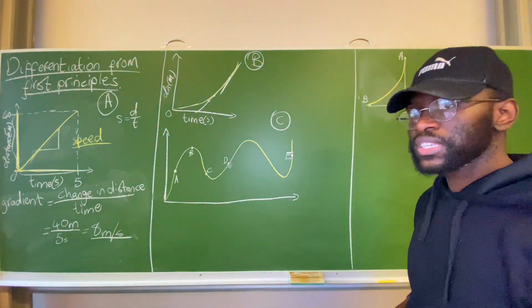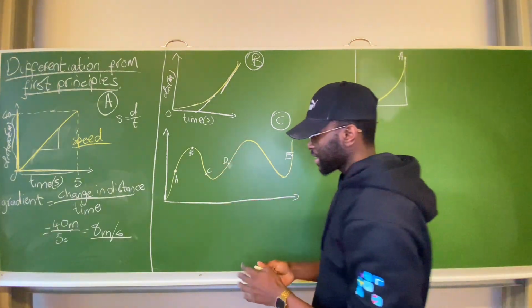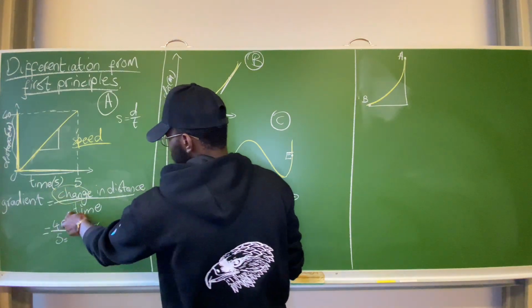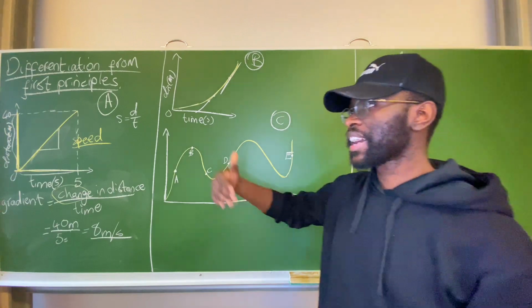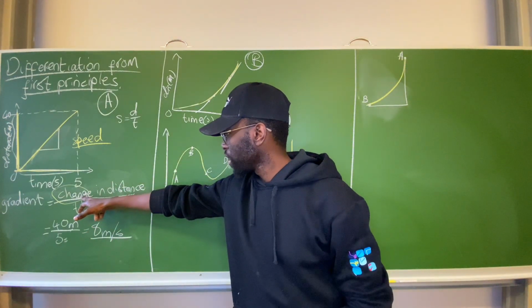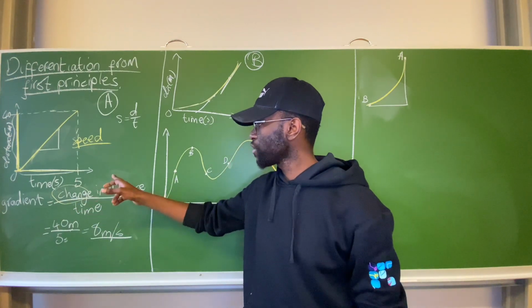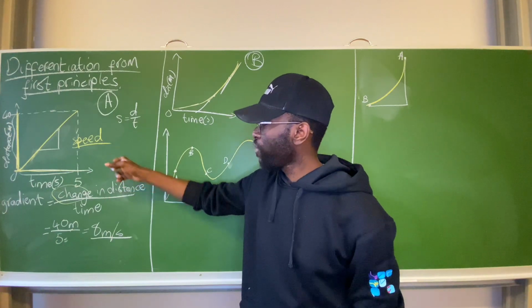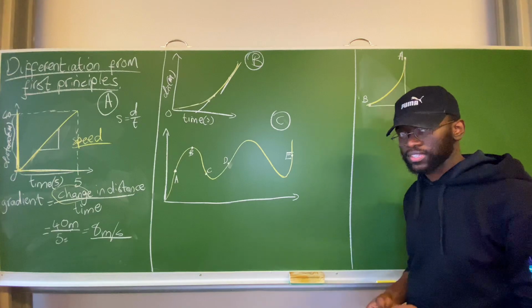Now, another thing to note is that when I wrote the formula there, I said the change of distance, but I did not say the change of time. So when we calculate the rate of change for something, we look at the rate of change of distance over another variable, the rate of change of one variable over another variable. We call that differentiation.